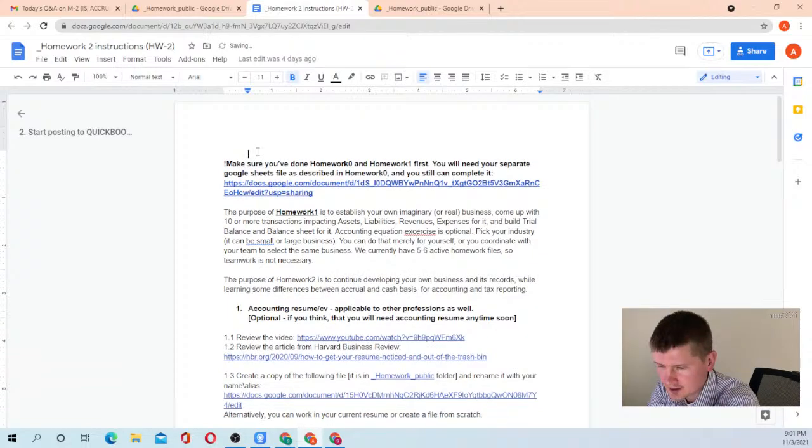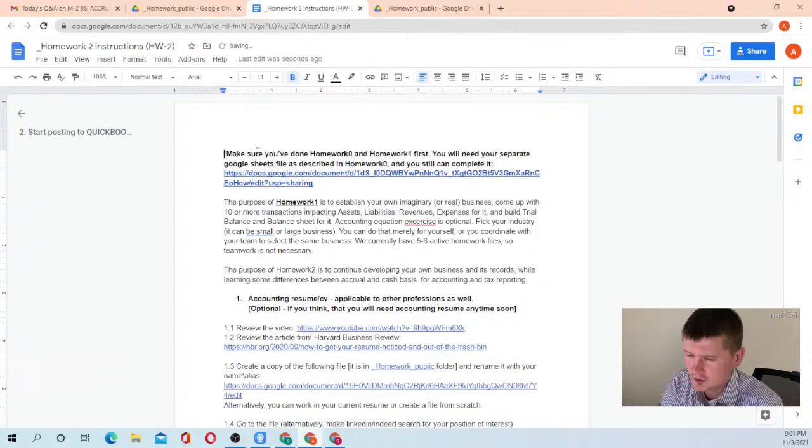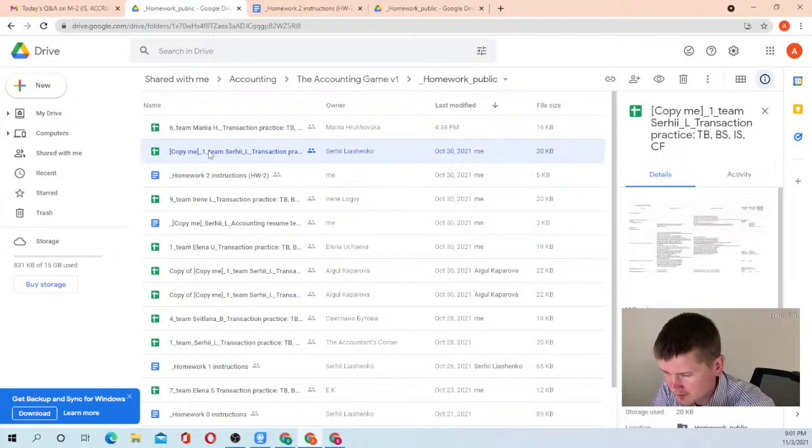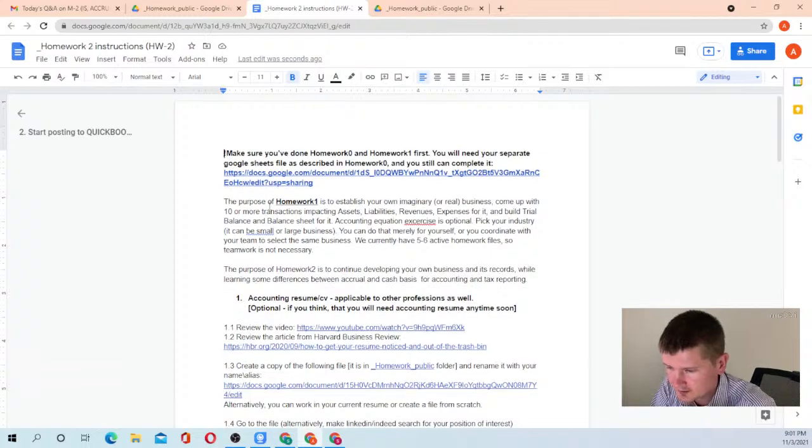So let's move into homework. Homework number 2. To be able to do that homework, you will have to do homework 0 and homework 1 and have your homework file established. You can copy that copy me file and work in that file. I see that not much work was done since October 30. Let's see now what we have for homework 2.